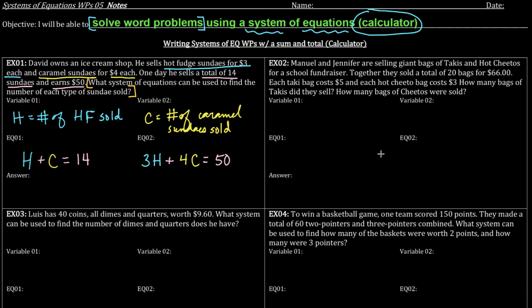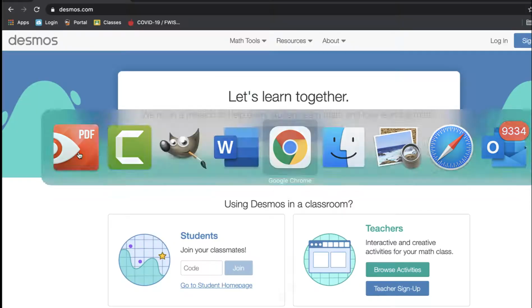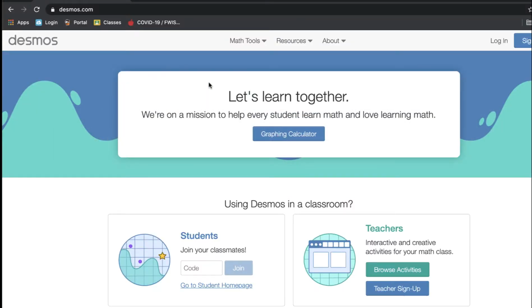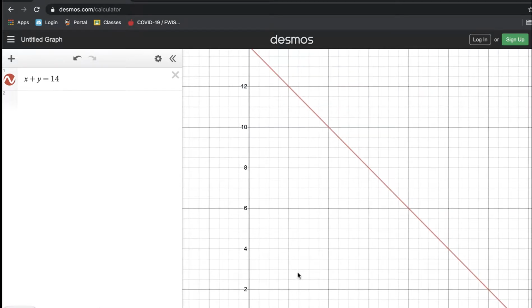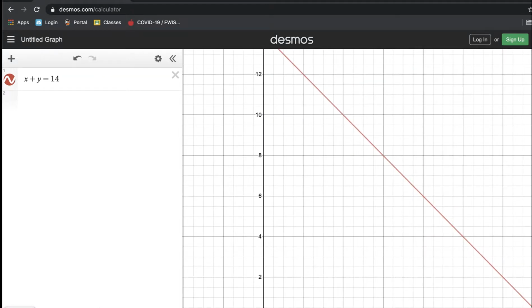So what you want to do in order to find the answer, and in the next one we'll do it, but I like to use X and Y instead. X and Y. We're going to use Desmos. So X plus Y equals 14. So here's Desmos graphing. X plus Y equals 14. It'll automatically understand that. It's making it say Y equals, and then it's graphing it. I'm going to zoom out a little bit.